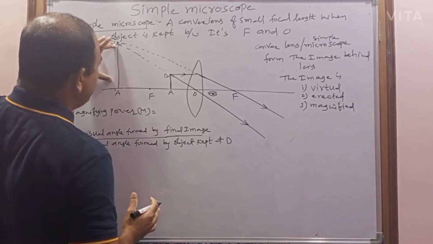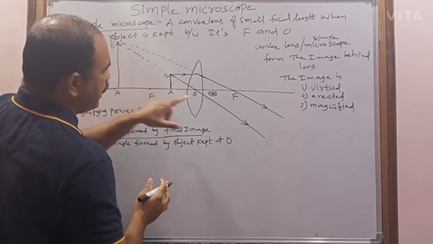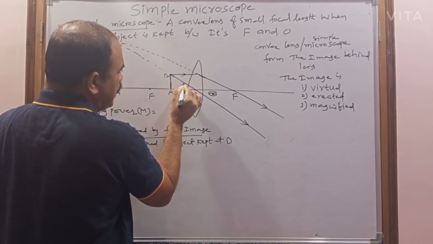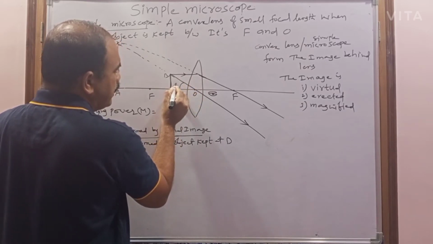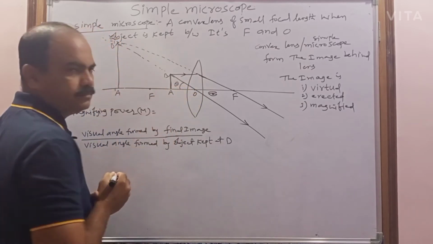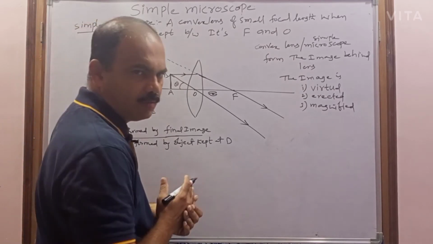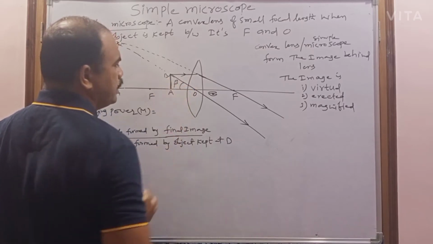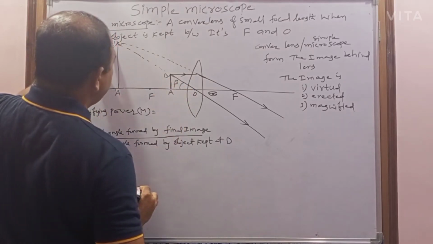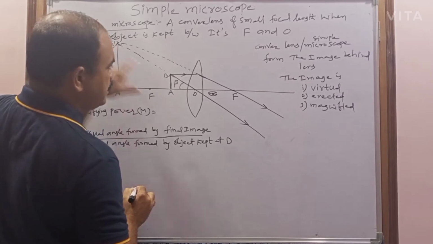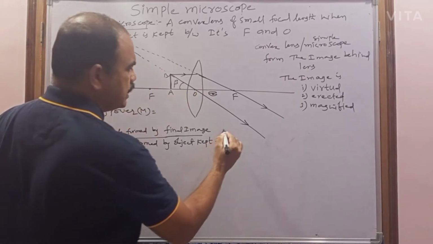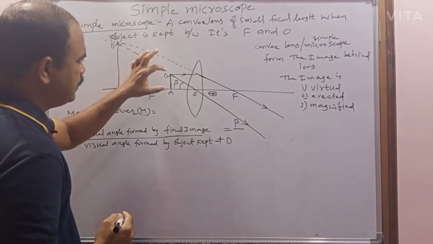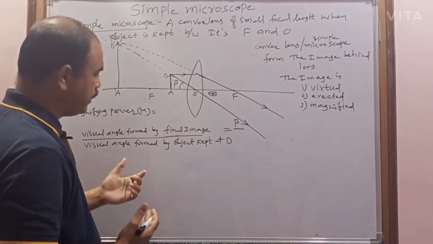Now this image makes some angle at the eye, if we consider this is the eye. That angle we can call theta, or you may consider alpha, beta, gamma also. I am considering this as beta. So this is the angle subtended by the final image at the eye or at the optic center. So that is beta.